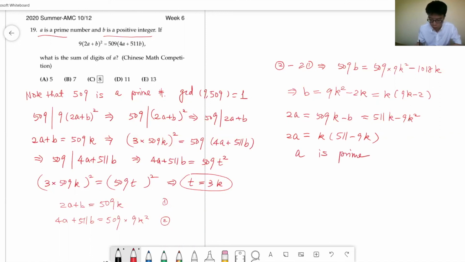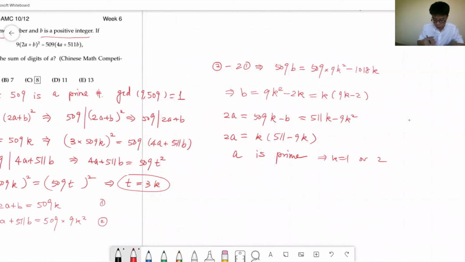So basically we will have that k equals 1 or 2. That's only 2 choices. Now let me give you more explanations. I will explain why. So first, let's say k equals 1. K equals 1, we get a solution basically. 2a equals 1 times 511 minus 9. This is equal to 502, which means a is 251.